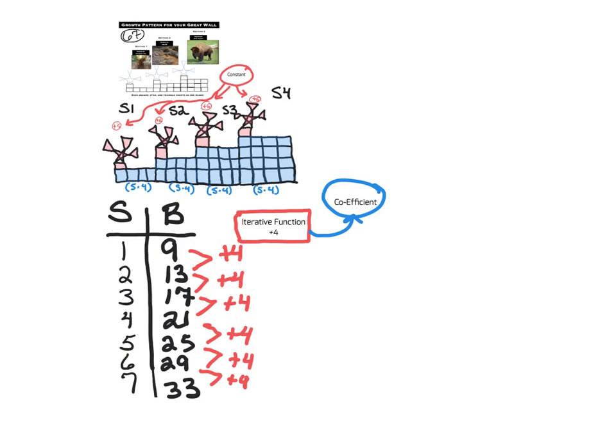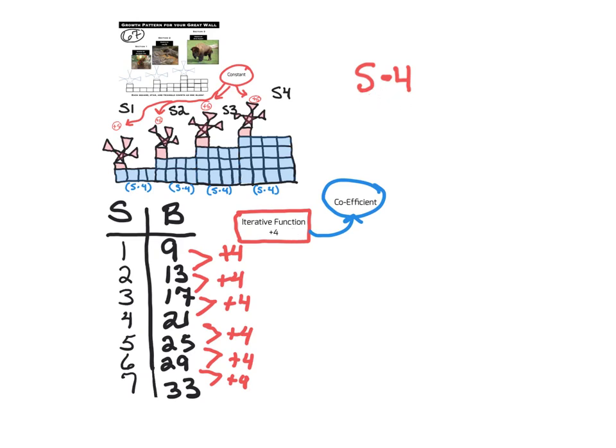First of all, we already created the growth pattern with the wall. Then we created our t-chart and discovered our iterative function, and that is what we're going to use right now to create our formula. You take your iterative function and multiply it by your variable, which in this case is our section number. That's the beginning of any formula that you will have. So we're going to start off with S times 4, because we take the section number and multiply it by the iterative function.